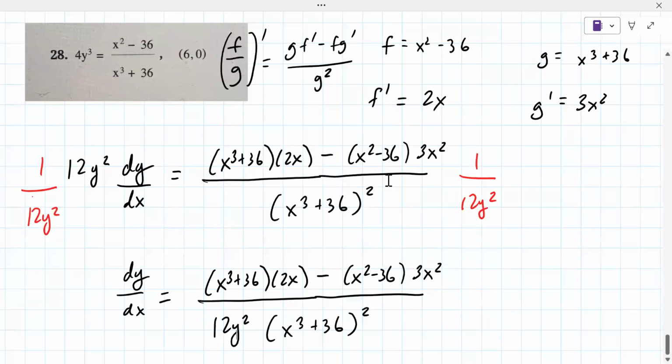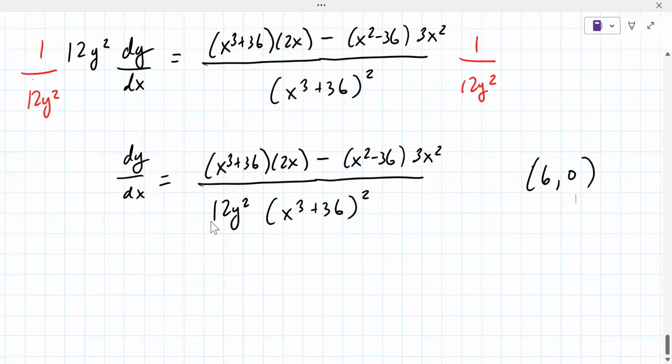And now you put your 6, 0 in. Now you really want to look ahead, because the fact that y is 0 right here means that the bottom is 0. And that means that this is undefined. That means there's a vertical tangent.